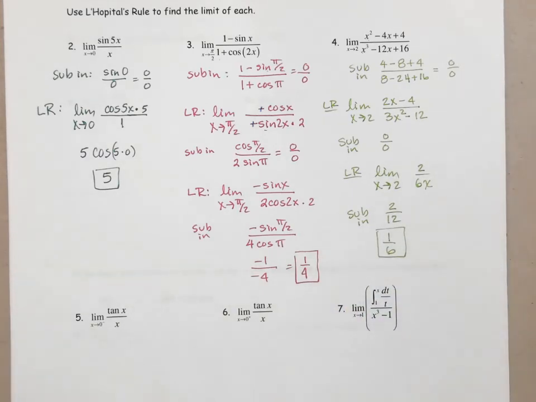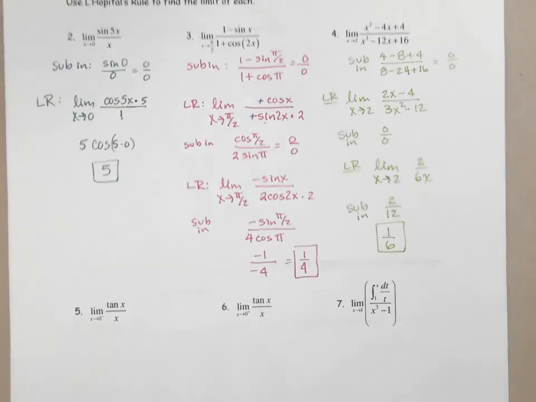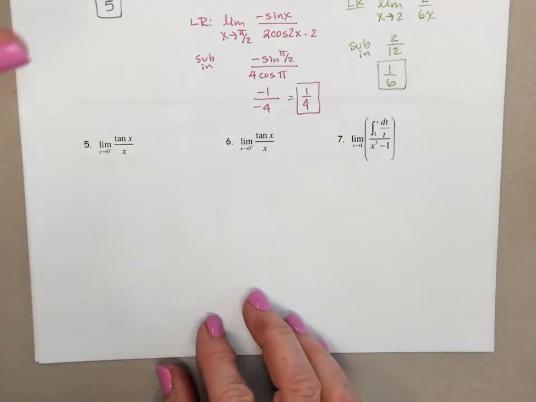So again, you have this indeterminate form of 0 over 0, and we just keep doing derivatives until we can substitute in the number and we don't get a 0 over 0. Couple more here.